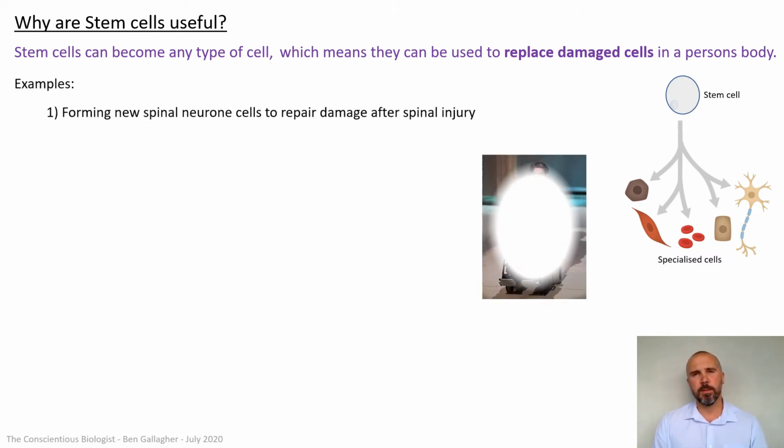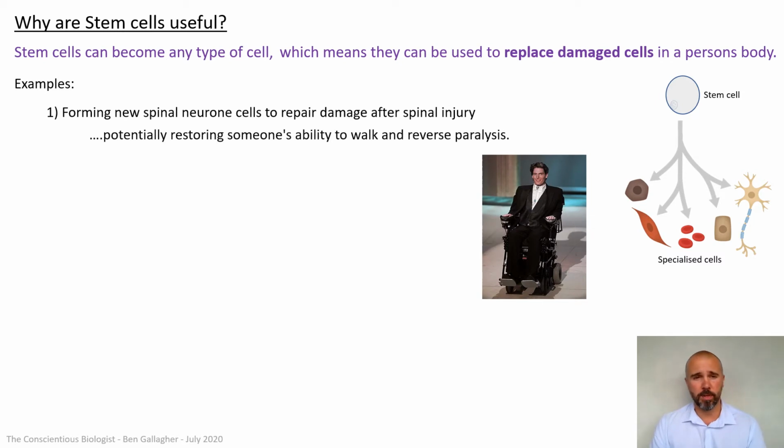So let's look at a few examples of these. This one's incredible. Okay, you could use them to form new spinal neuron cells, these are the nerves in a person's spine, to repair damage after spinal injury. Now, if most of you are GCSE age, you probably wouldn't recognise this guy. This is Christopher Reeve. Christopher Reeve was an actor who played Superman in the late 70s and early 80s films, the real classic Superman films.